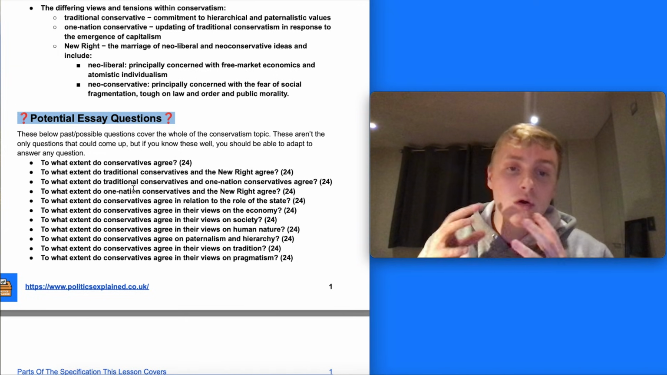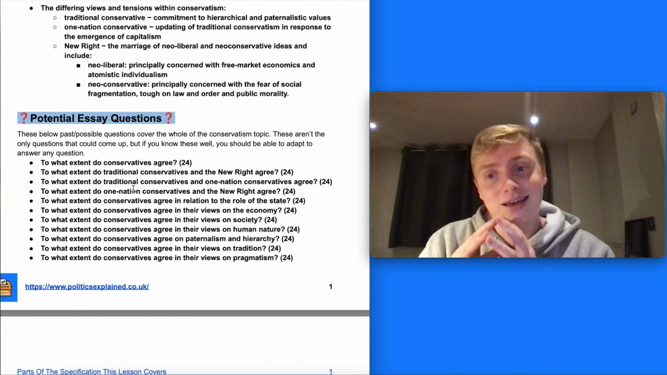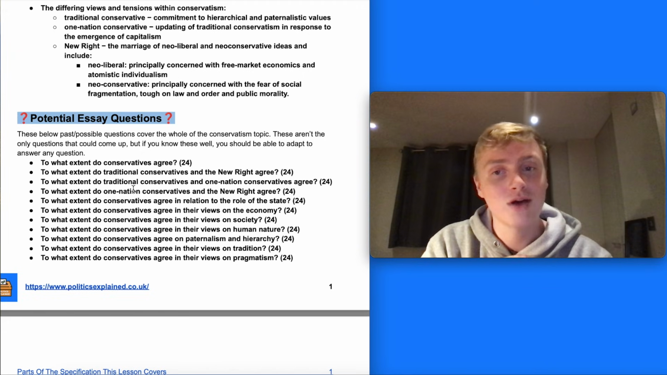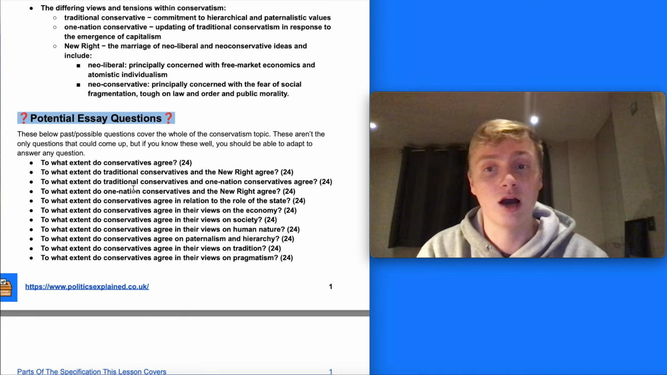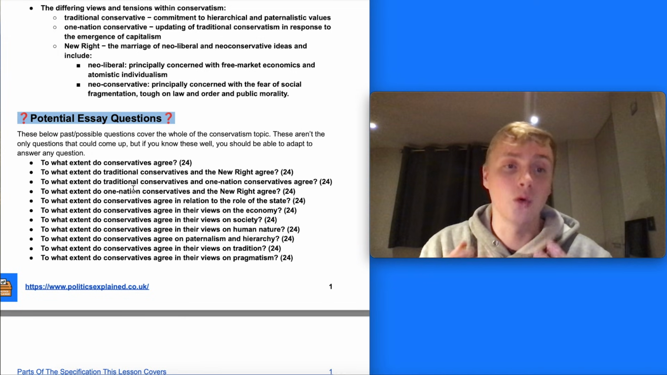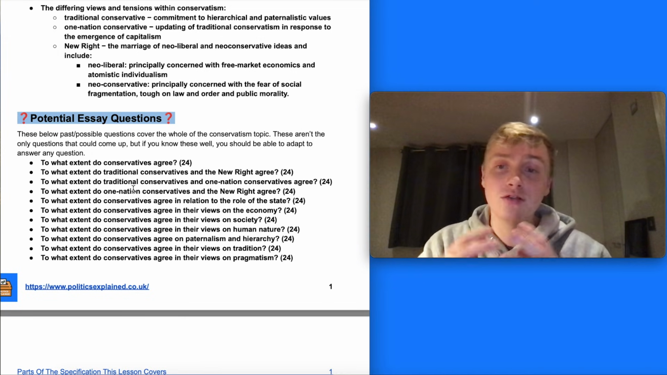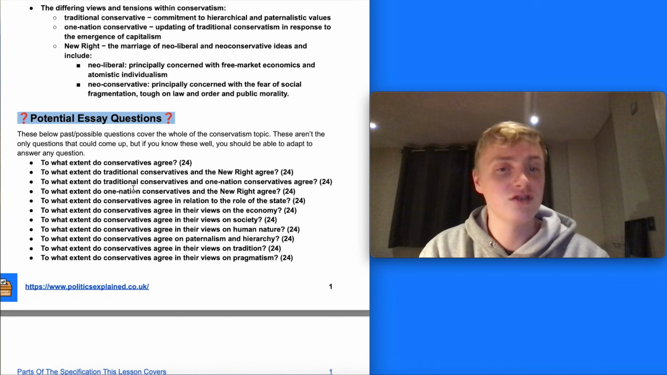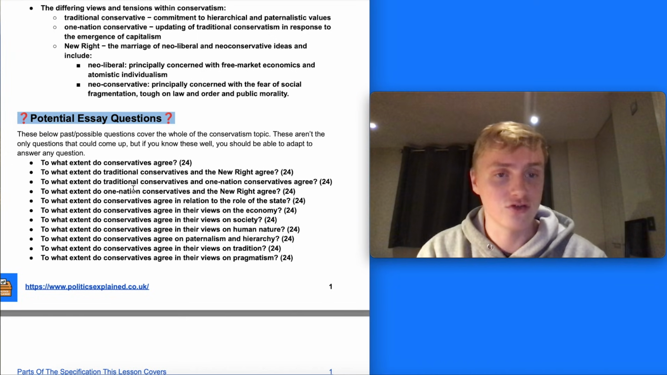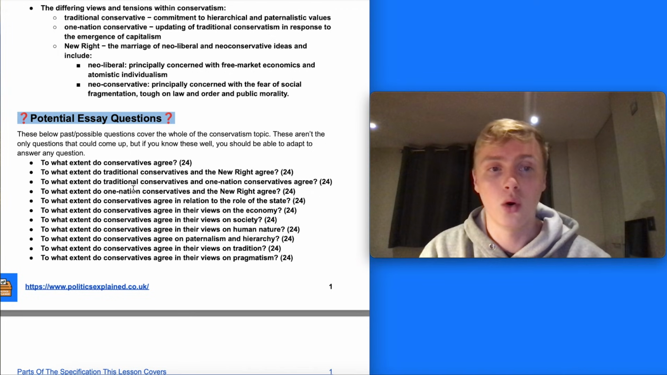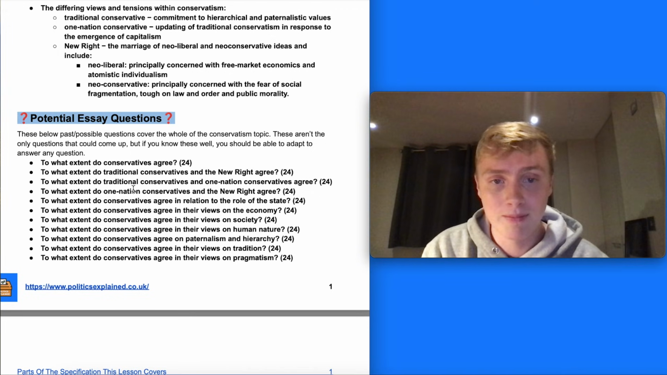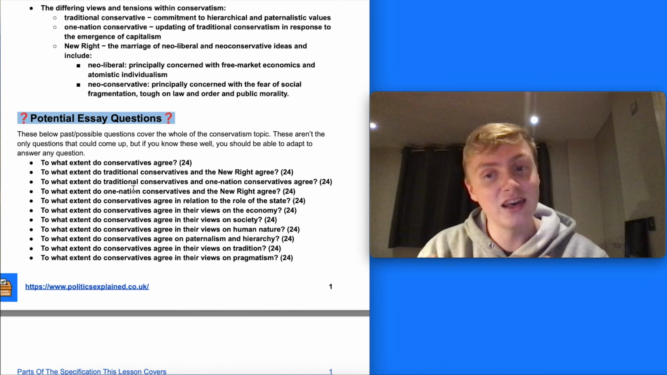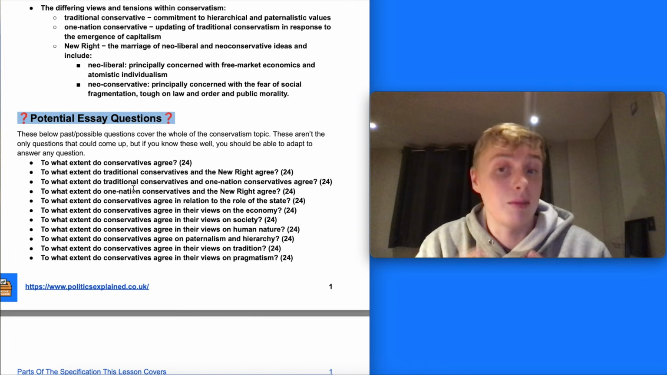You'll notice that all of these questions focus on the extent to which there is agreement within the strands. So you're really comparing agreements versus disagreements, and you're being asked to come up with a judgment on which is more important. So you've got those first ones on conservatism generally, as well as comparing different strands, so the new right versus traditional, or one nation versus traditional conservatives, or one nation versus the new right.